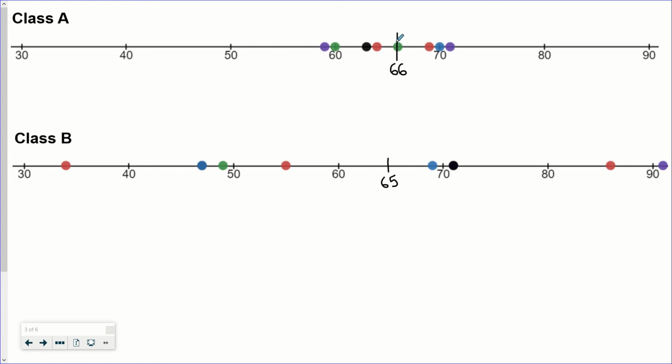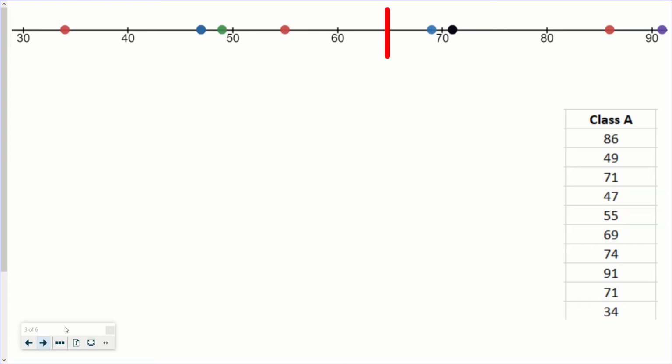In the last video, we looked at the sample mean of these two classes, and we said that their averages were quite similar. We also said that class B has a much bigger spread in the data than class A. So that's what we're going to look at in this video, how to calculate variance and what it means. So let's look at class A.